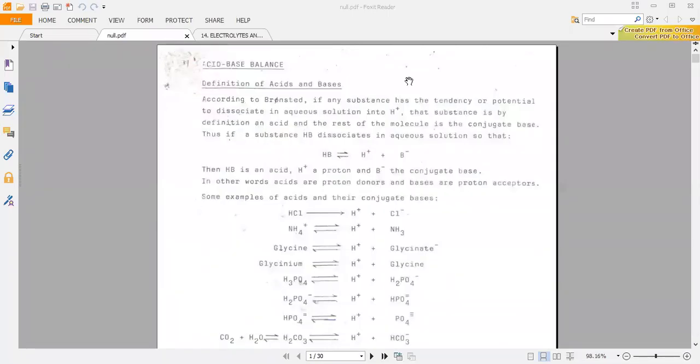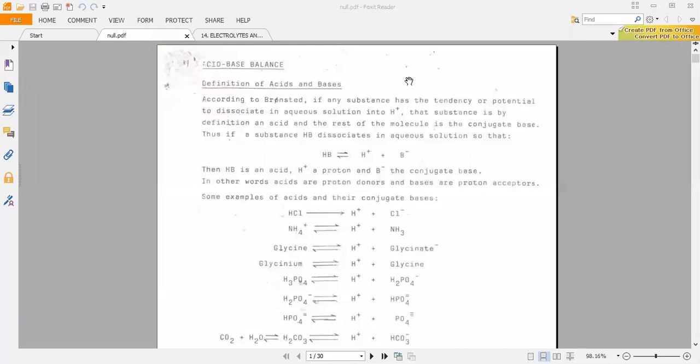Okay, so I was saying that we'll be looking at acid-base balance. As we all know what an acid is, we know what a base is, and we know what pH is. Basically, an acid is a proton donor.